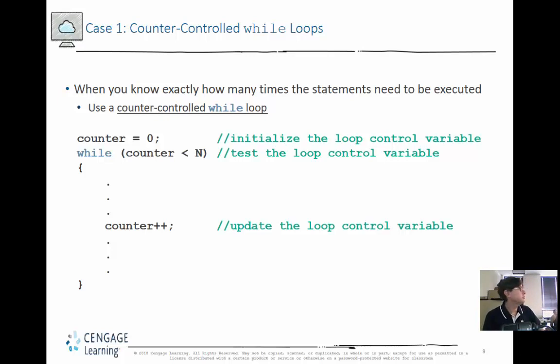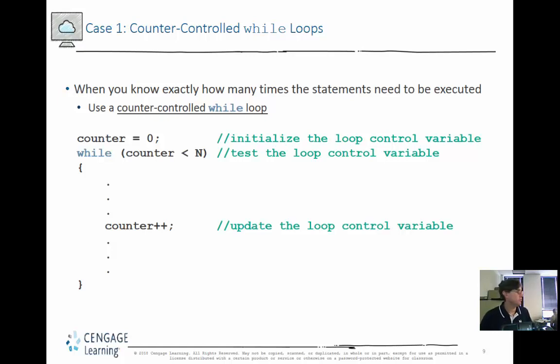Counter-controlled loops. You use a counter-controlled loop when you know exactly how many times you want the loop to go through. Usually that's the scenario. So your loop control variable is some kind of variable, usually an integer, that's going to keep count of how many times you've gone through the loop. And so it will update.